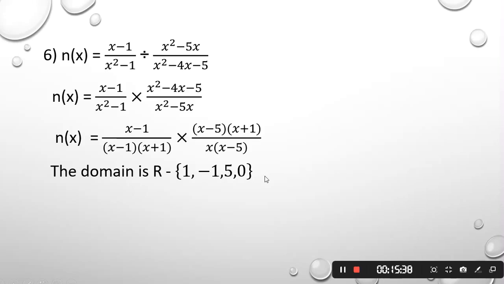After that, we cancel the common factors: x plus 1 with x plus 1, x minus 5 with x minus 5, x minus 1 with x minus 1, and the final answer will be 1 over x.